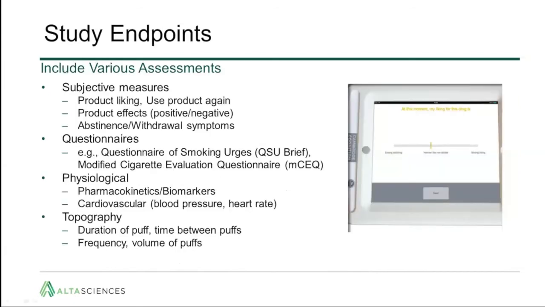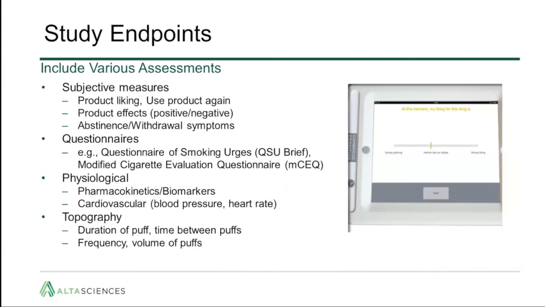The study endpoints in these types of studies include various assessments that are subjective measures. So the subjects will be asked how much do they like the product, would they use the product again. It evaluates the different positive and negative effects of the product, and it may look for abstinence and withdrawal symptoms if they're not using the product. Other types of questionnaires can include the smoking urges, the modified cigarette evaluation questionnaire.